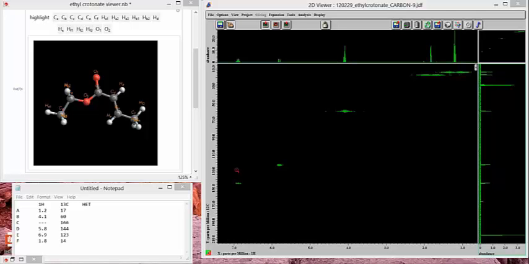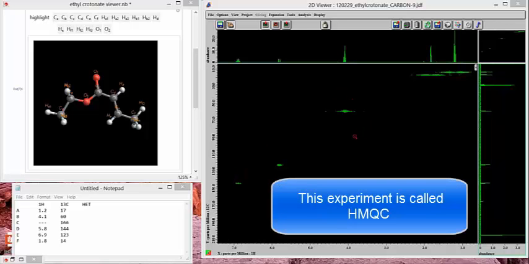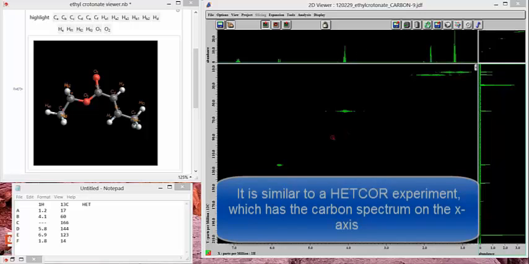This is part 2 of the NMR interpretation tutorial. In part 1, we discussed the interpretation of proton and carbon 1D spectra, and in this demonstration I would like to describe the use of two-dimensional techniques, in particular the heteronuclear correlation experiment between proton spectra and carbon spectra.